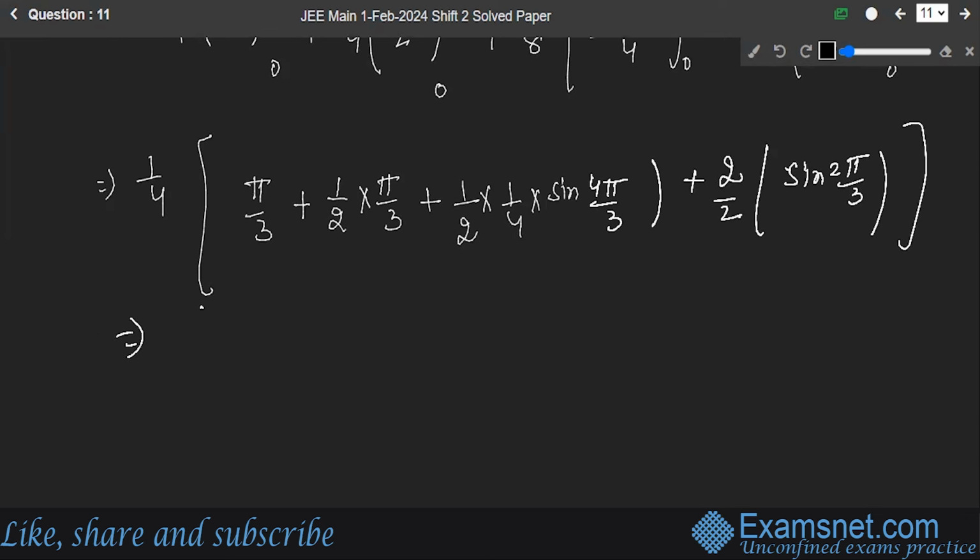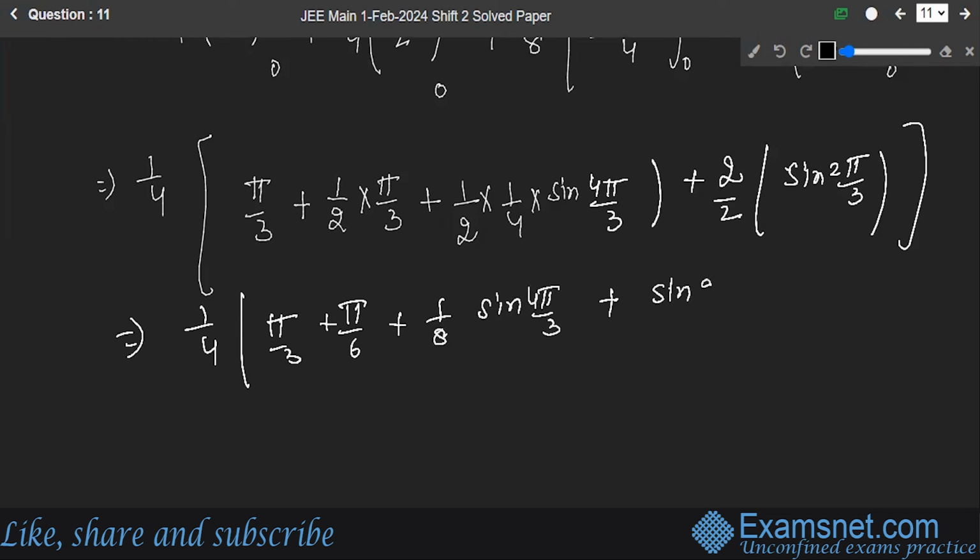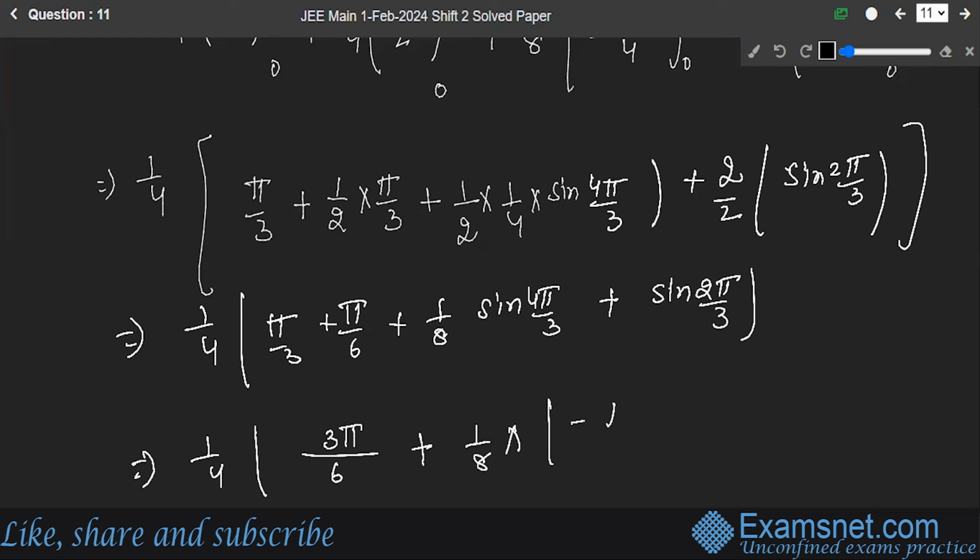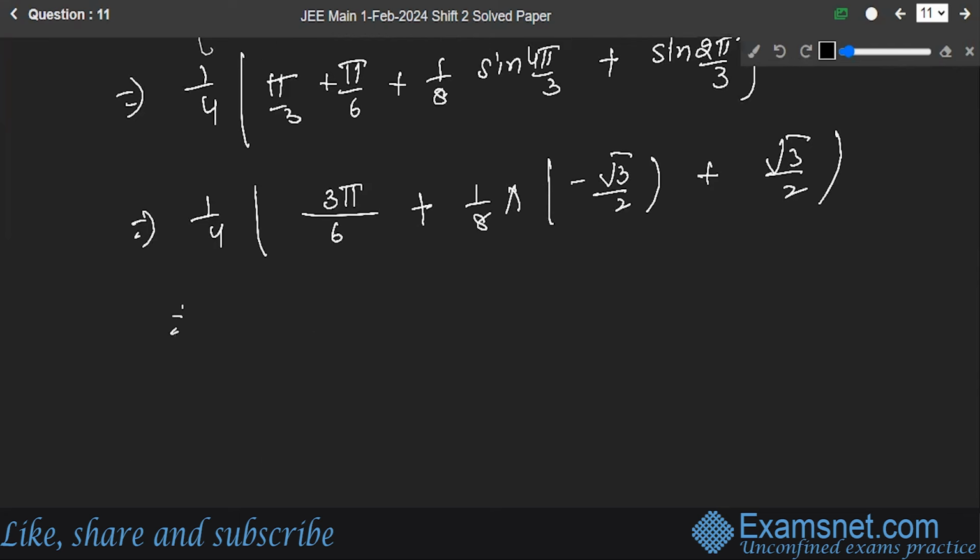Okay, let's do the calculations now. Only the calculations thing is left. This will be pi by 3 plus pi by 6, plus 1 by 8 sin 4 pi by 3, and this is sin 2 pi by 3. And here will be sin pi by 3. With 6 as LCM, this will be 3 pi upon 6 plus 1 by 8. This will be equal to minus root 3 upon 2, this will be root 3 upon 2. And this is equal to, let's open up, pi by 2.